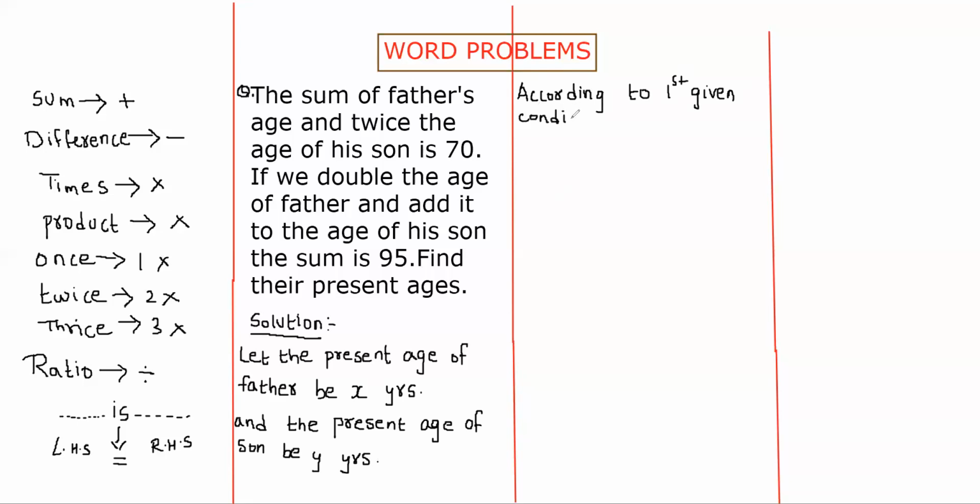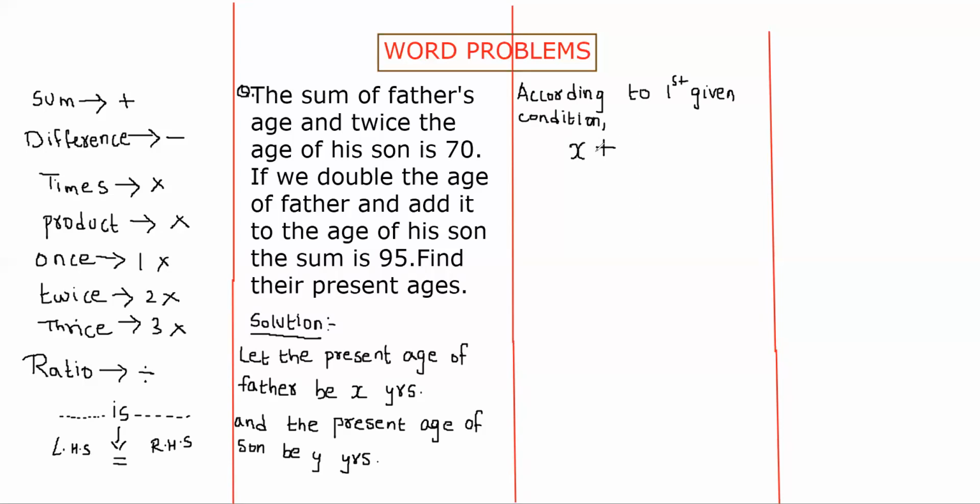We'll look at the first condition. We'll read the sum again. The sum of father's age and twice the age of his son. Sum means what, students? Sum means addition. We are going to add. So slowly, step by step, we will read the words and form the equation. The sum means plus. The sum of what? Father's age.